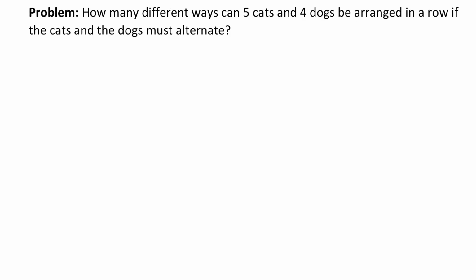Let's go ahead and try it, but this time with cats and dogs. So you've got 5 cats and 4 dogs. We want to arrange them in a row so the cats and dogs alternate. Go ahead and pause the video and give it a try. All right, well, we've got 1, 2, 3, 4, 5, 6, 7, 8, 9 animals.